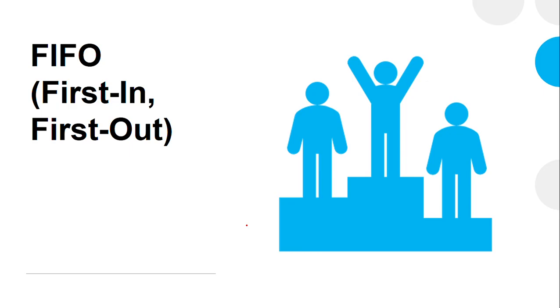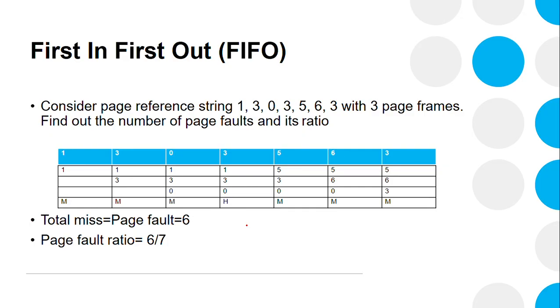First one is FIFO, first in first out. Consider you have a page reference string as 1303563 with a 3 page frame, and we have to find out the page fault and page fault ratio. So first we have to draw the string which is given. 1303563 is the string given for which we want to do the allocation.